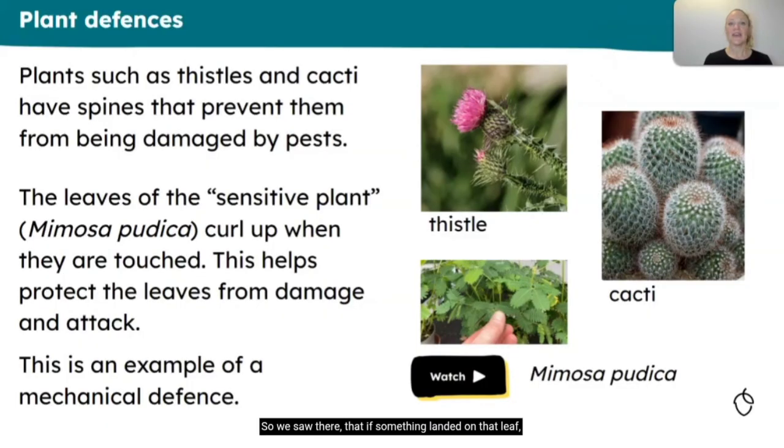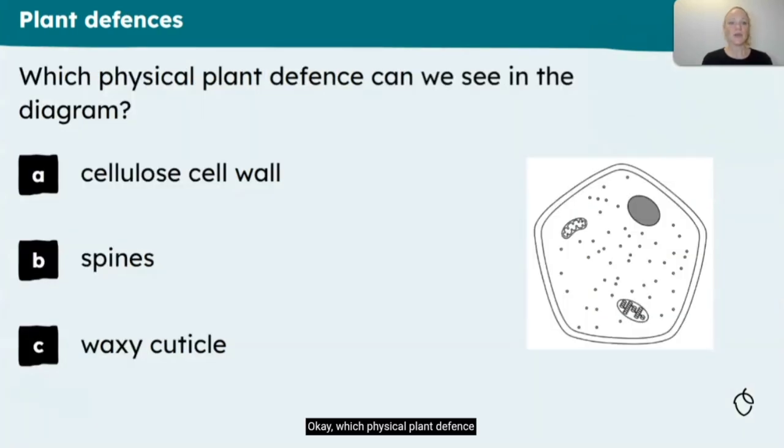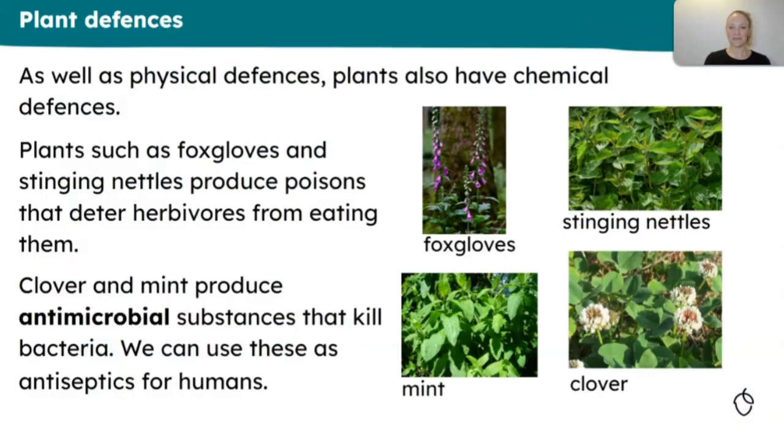So we saw there that if something landed on that leaf, just like somebody stroking it there, the leaf would curl up and the pest would drop to the floor. Okay, which physical plant defense can we see in the diagram? A, cellulose cell wall, B, spines, or C, waxy cuticle? I'll give you a moment to think about it, but if you need more time, please pause the video. Of course, it's a cellulose cell wall, which we can see all the way around the outside of that cell.